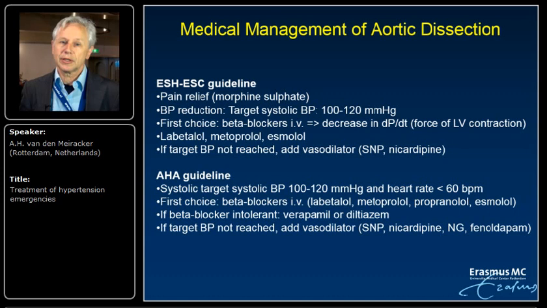but there are also other medications you can use, and for instance esmolol and sodium nitroprusside are agents that are frequently used in this condition. If you look at the American Heart Association's guideline, it has the same blood pressure target, but they emphasize the need for a reduction in heart rate lower than 60 beats per minute. And here too, the first choice is beta blockers.